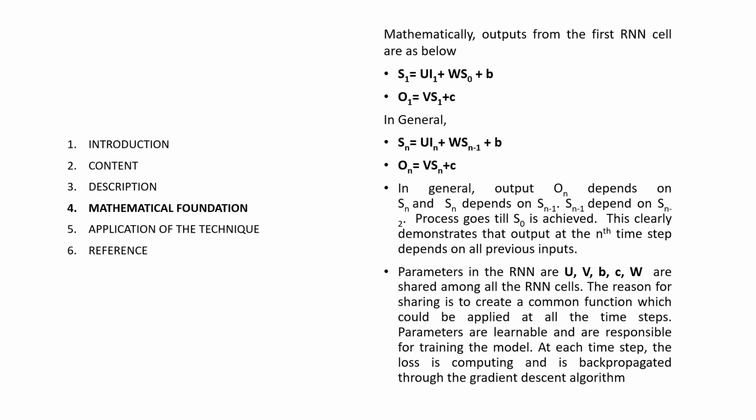Parameters in RNN are U, V, B, C, W. These are shared among all the RNN cells. The reason for sharing is to create a common function which could be applied to all the time steps. Parameters are learnable and are responsible for training the model. At each time step, the loss is computed and is backpropagated through the gradient descent algorithm.